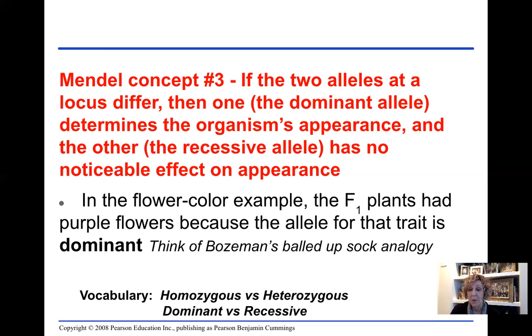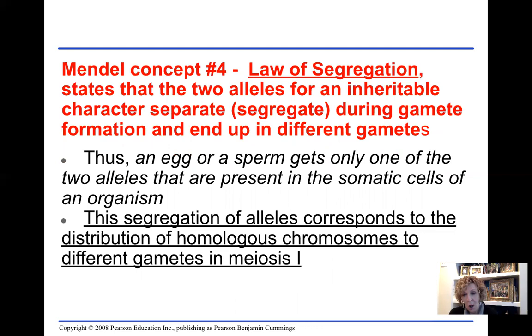Mendel's concept number four is the law of segregation. Basically, now remember, he knew nothing about meiosis or mitosis, but he said that in the law of segregation, the alleles are going to segregate during gamete formation. So when a male makes gametes, when a male makes sperm, the two homologous chromosomes that have alleles on the same loci are going to separate. And the same thing in a female producing her gamete, which is the egg. So an egg or a sperm then only gets one copy of the allele because they segregated in meiosis.